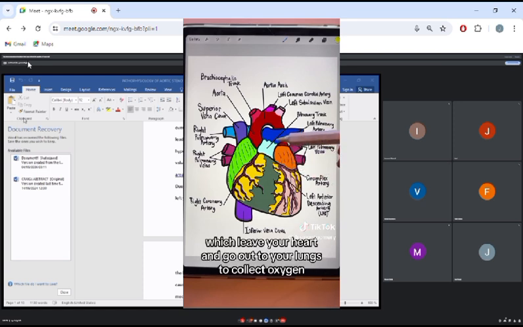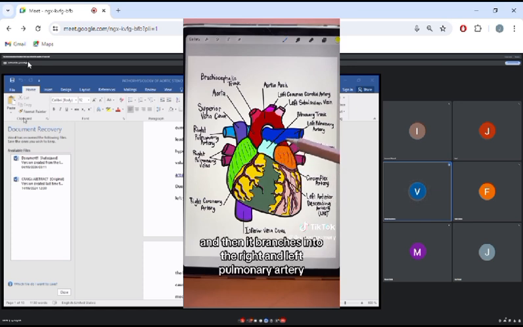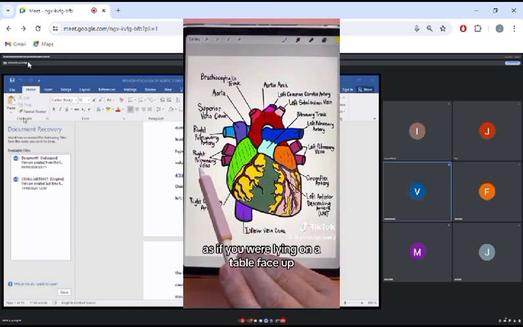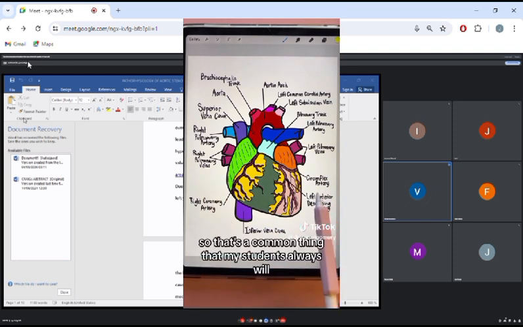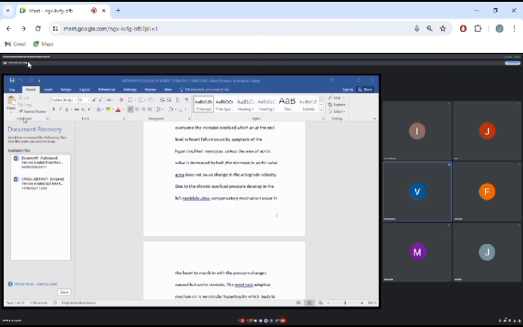You have pulmonary arteries which leave your heart and go to your lungs to collect oxygen. You'll have the pulmonary trunk, and then it branches into the right and the left pulmonary artery. Remember when you are labeling those on your test that you pretend that you are just in a diagram. So this will be the right heart, as if you are lying on the table face up, and this will be the left side. So that's a common thing that my students always get confused, the right and the left parts.